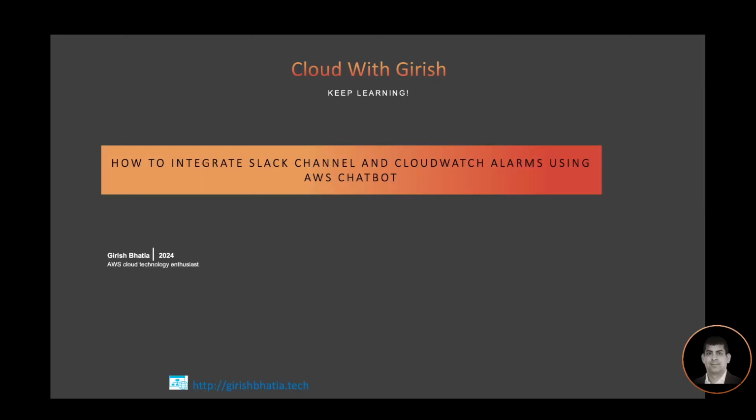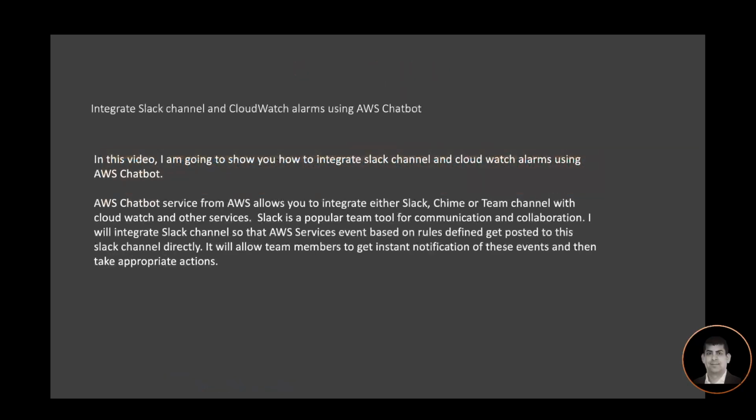In this video, I'm going to show you how to integrate Slack channel and CloudWatch alarm using AWS Chatbot. AWS Chatbot service from AWS allows you to integrate either Slack, Chime or Teams channel with CloudWatch and other services. Slack is a popular team tool for communication and collaboration. I will integrate Slack channel so that AWS services events, based on rules defined, get posted to this channel directly. It will allow team members to get instant notification of these events and then take appropriate action.